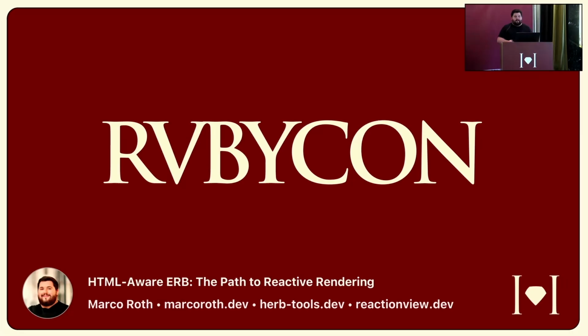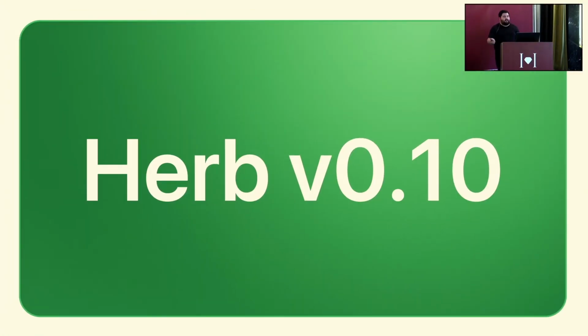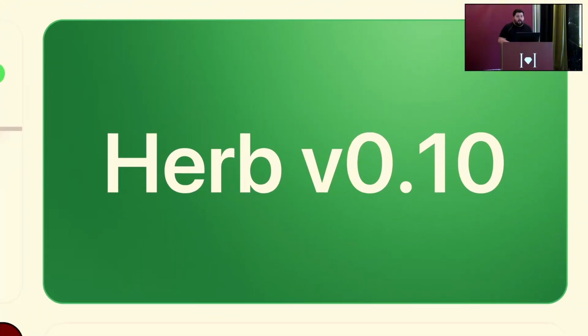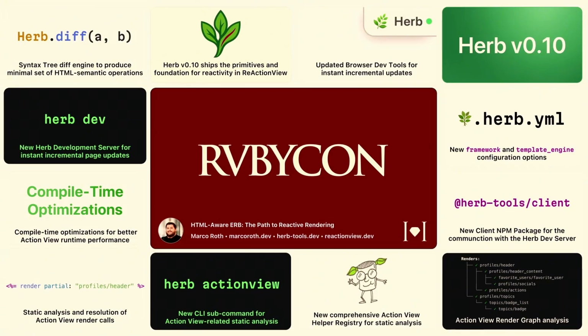So yeah, this is all part now and released as the Herb 0.10 version. And it ships with all these features I talked about today, including the diffing engine, the dev server, this new ActionView command, and the whole ActionView render graph.